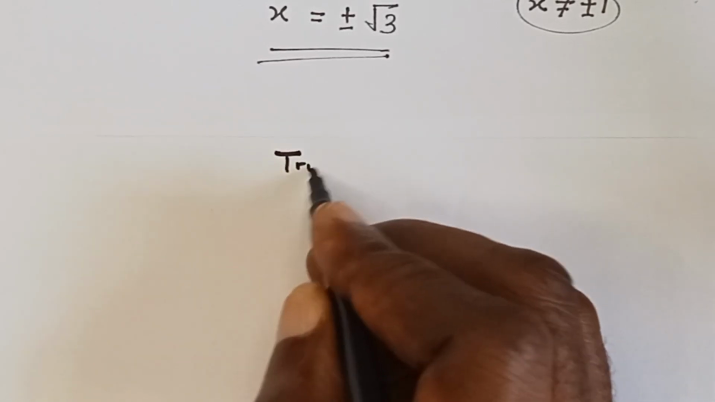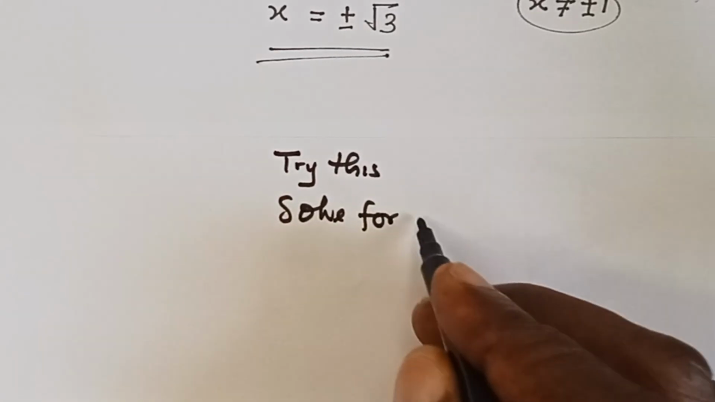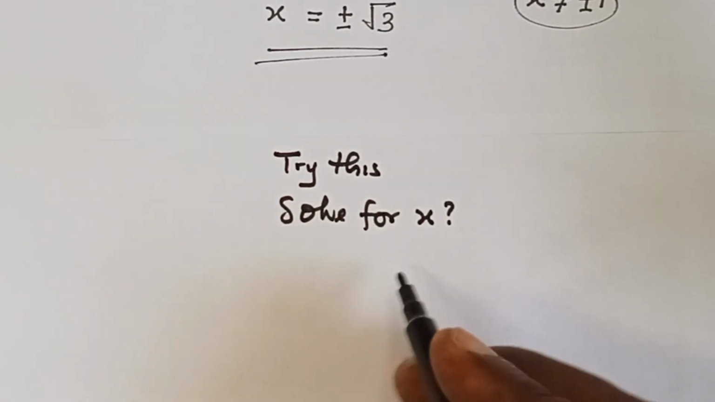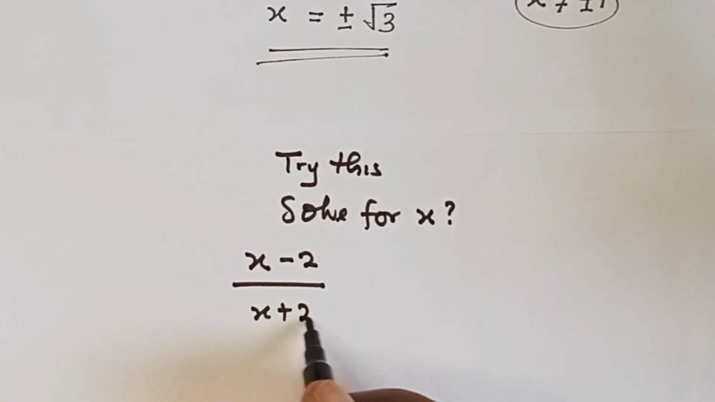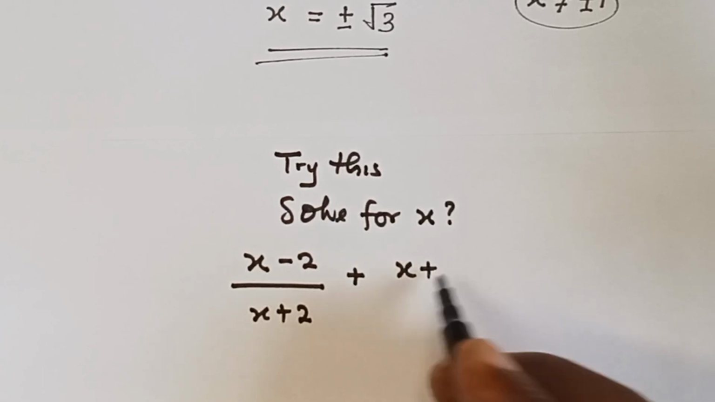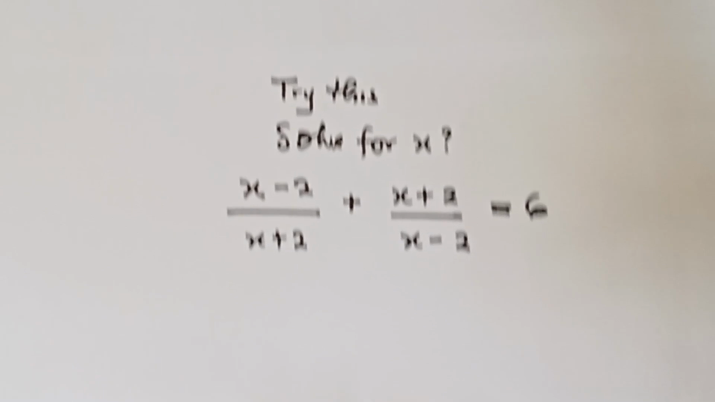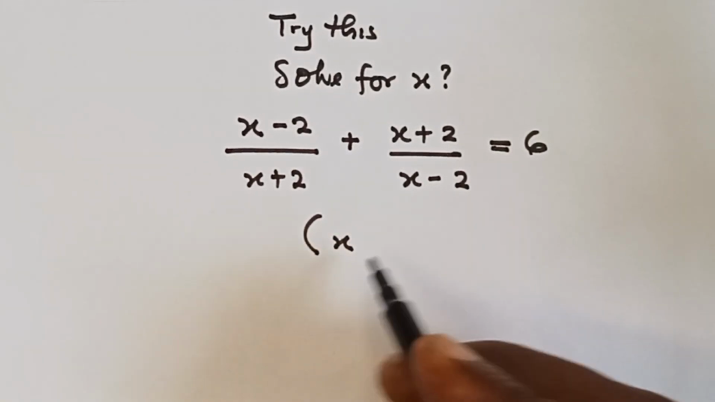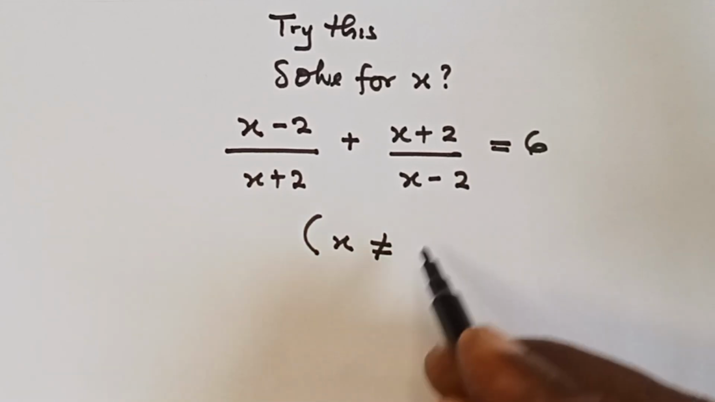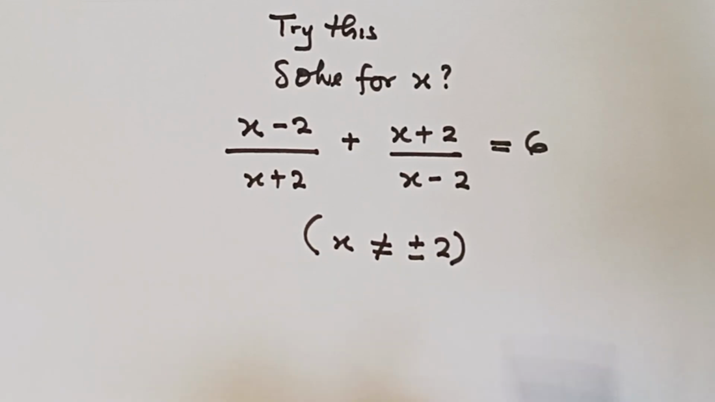Alright, so let's try something similar. Let's try this. Let's solve for x, right? So we have (x minus 2) over (x plus 2) plus (x plus 2) over (x minus 2) everything equals 6. Okay, and then make sure that our domain x is not equal to plus or minus 2. Okay, our x must not be equal to plus or minus 2.